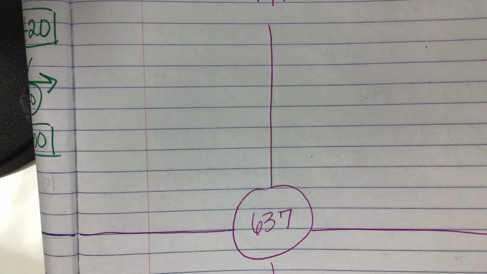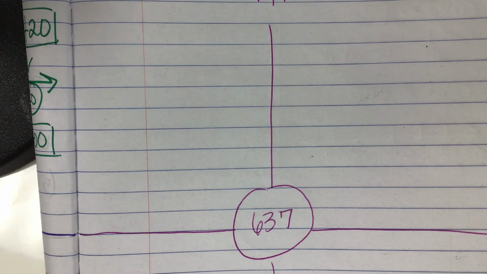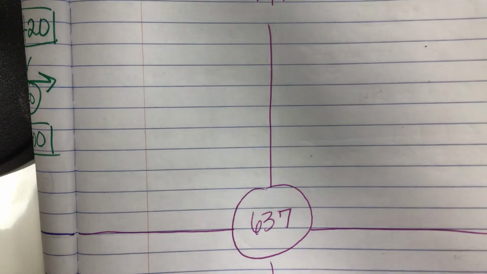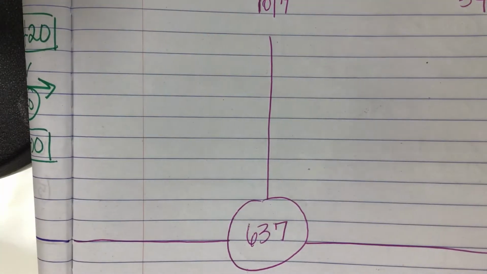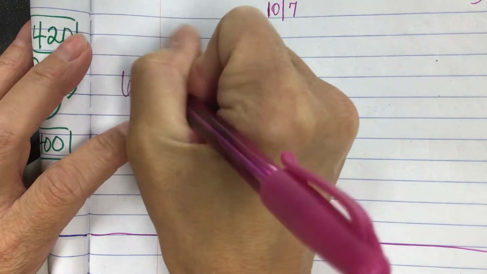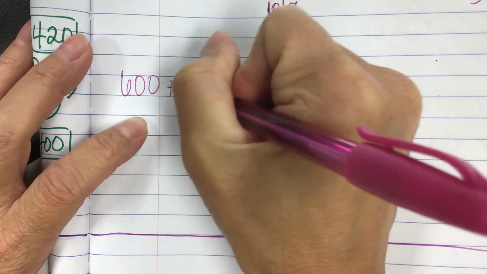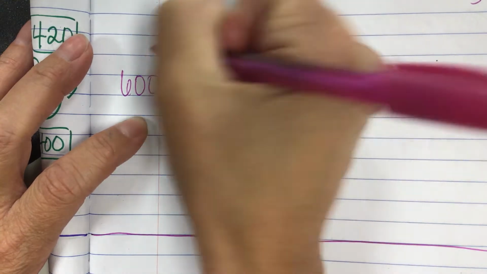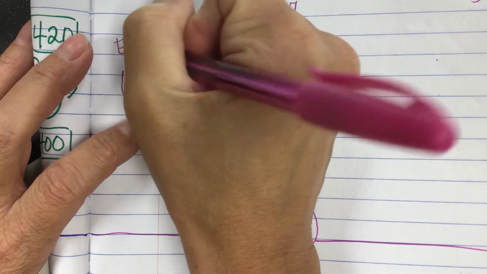Expanded form of the number 637, and we know that expanded form means that you are going to tell the value of each digit. So for expanded form, I will have 600 plus 30 plus 7. That's expanded form.